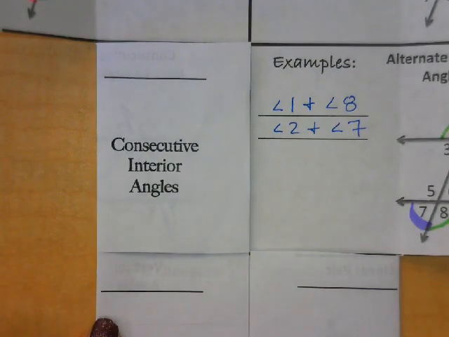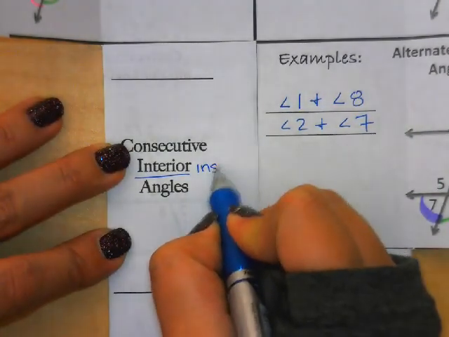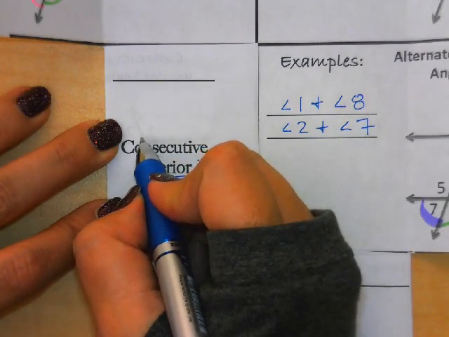Consecutive interior angles. So again, there's that word interior, which means inside. Consecutive means in order or next to.